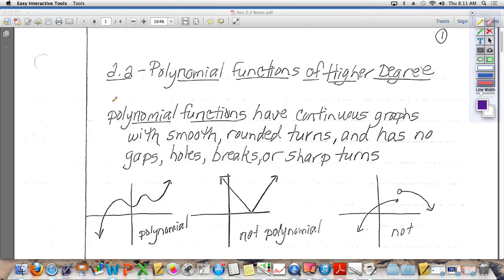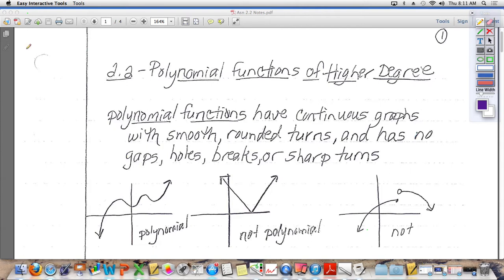Polynomial functions of higher degree. Polynomial functions, first of all, you guys have studied these many times before, but they have continuous graphs with smooth, rounded turns and have no gaps, holes, breaks, or sharp turns. So for example, this is a polynomial. It's a nice, pretty curve as you move from the left to the right. This one right here, not a polynomial.